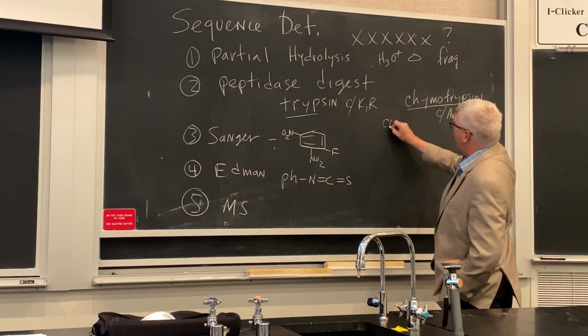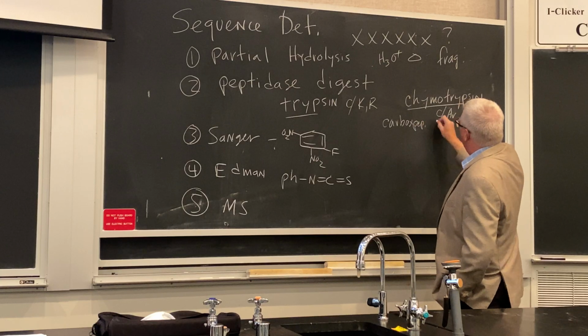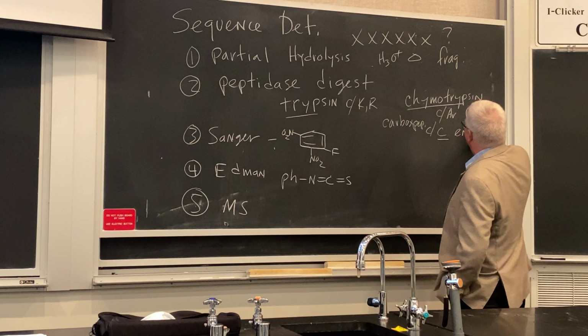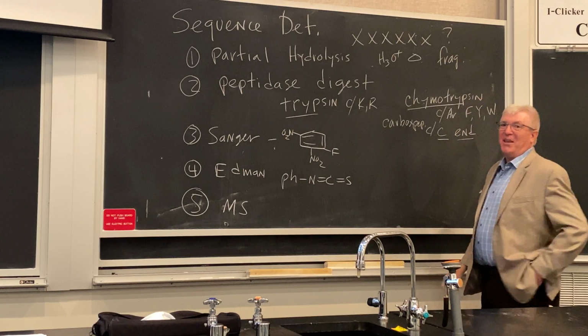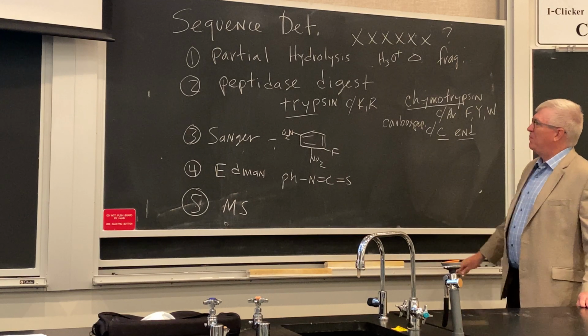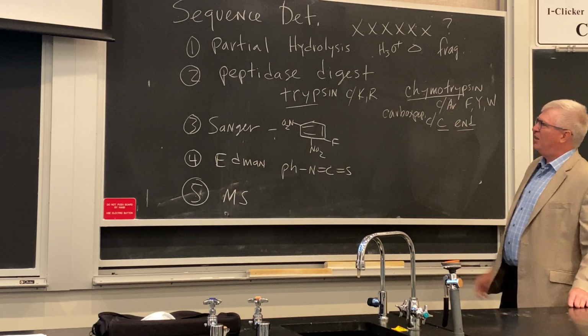There's also carboxypeptidase. Carboxypeptidase will cleave on the C-terminal side of the end amino acid. It'll just knock off the end one. So yeah, carboxypeptidase. And there are other specific proteases, but these are the 3 we expect you to know.